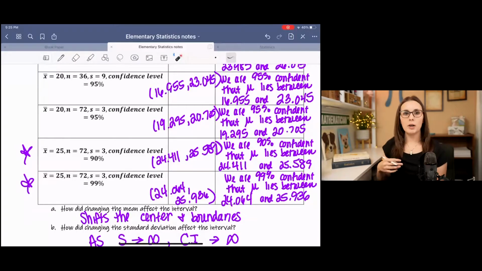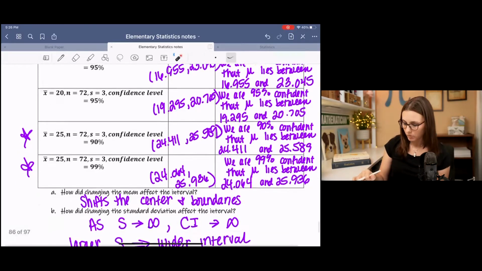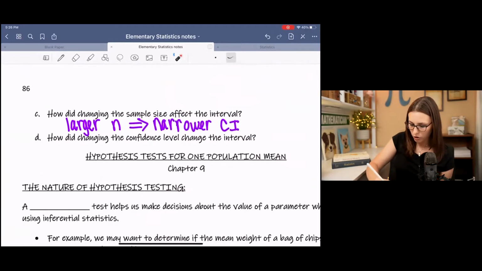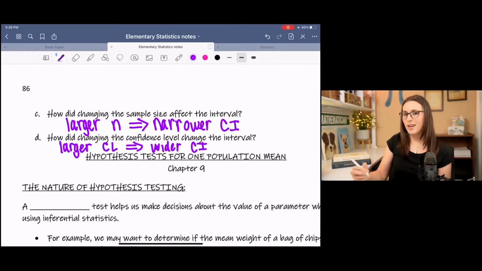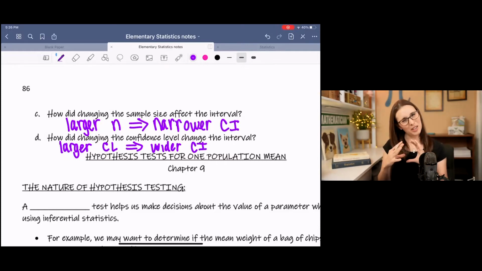So when the confidence level got bigger, when we say 99% confidence, if you look at the numbers, it's close, but the confidence interval got slightly wider, just a little bit, not much. About 0.4, I'm estimating there. So when we have a larger confidence level, we have a wider confidence interval, because if you're going to be 99% confident, then you're probably going to cast that net a little bit wider just to catch that and make sure.